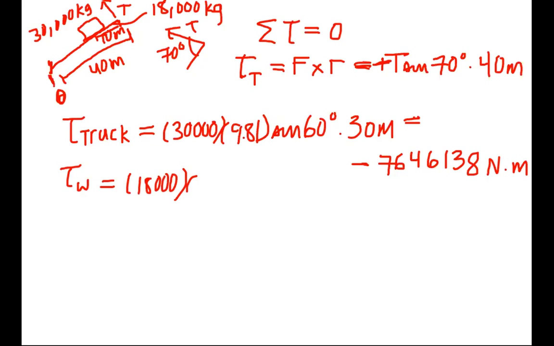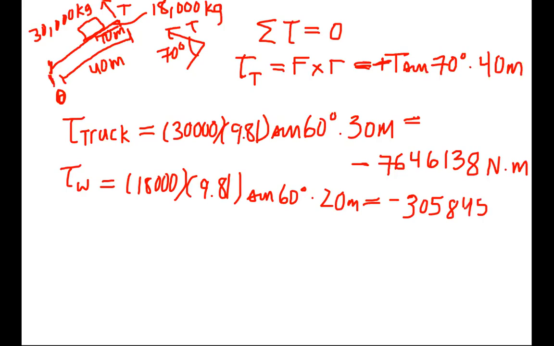18,000 times 9.81 would be our force, times sine of 60 degrees. And this would be applied at the center of mass of the bridge, which would be assumed to be in the middle because it's just a standard beam. So that's 20 meters. And again, this would move it in a clockwise direction, so that would give us a negative torque. And that would give us newton times meters.